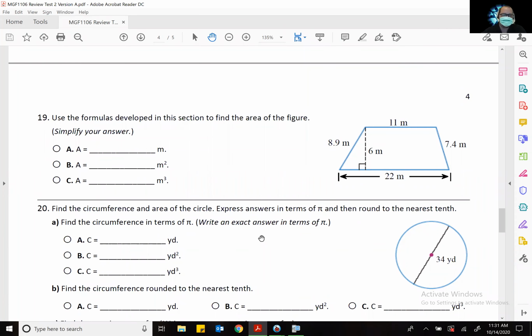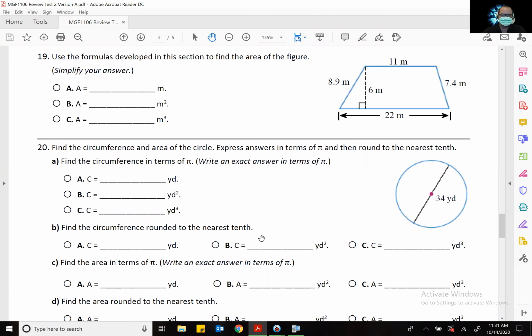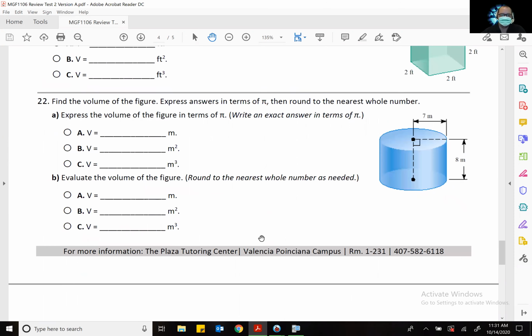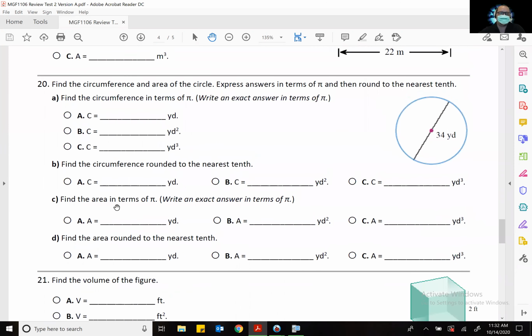Now, number 20. 20 and 21. I think it's, nope. 20 and 22 are going to be alike, because in this one, there are 4 answers. Okay? The first answer is going to be the exact form, which is going to be in pi. The second answer, you'll round that answer from the calculator. The third answer will again be in pi, terms of pi, exact. And the next answer after that will be rounded to the nearest tenth.